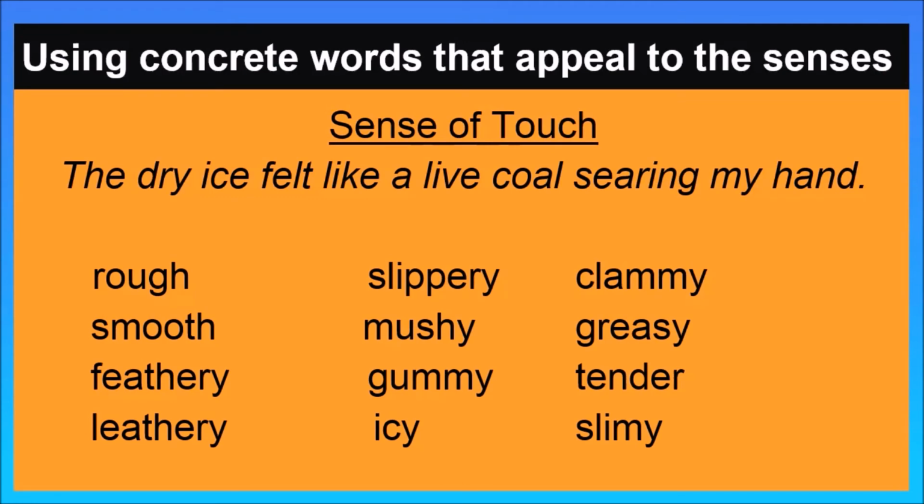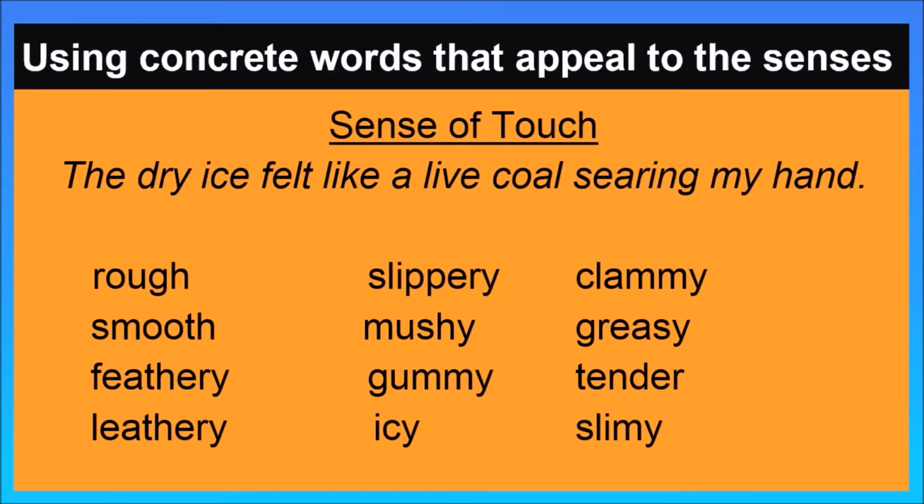We go to sense of touch. The dry ice felt like live coals searing my hand. Rough, smooth, feathery, leathery, slippery, mushy, gummy, icy, clammy, greasy, tender, slimy.